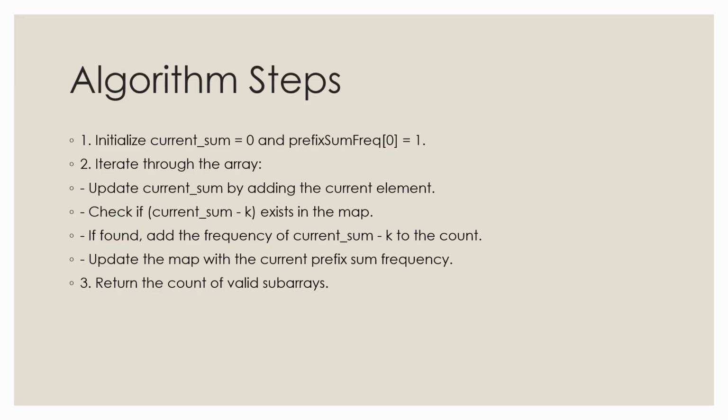Here's a breakdown of the algorithm steps. We initialize the current sum to 0 and set the frequency of the sum 0 to 1 in our hash map. We iterate through the array and update the current sum by adding the current element. We then check if the difference between current sum minus k exists in the map. If it does, we add the frequency of this difference to our result count. Finally, we update the map with the current prefix sum. At the end, we return the total count of valid subarrays.